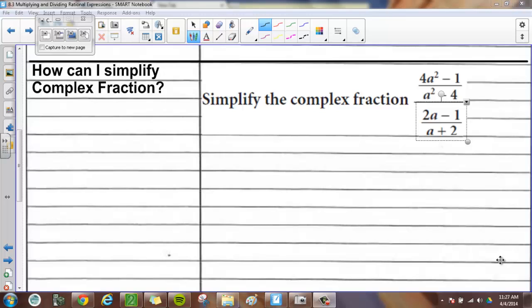Okay, we got one more thing to go over, and that is how to simplify complex fractions. Now, if you look over here, this is a complex fraction. You got a fraction divided by a fraction. That's what makes it a complex fraction. So we need to know how to simplify it.